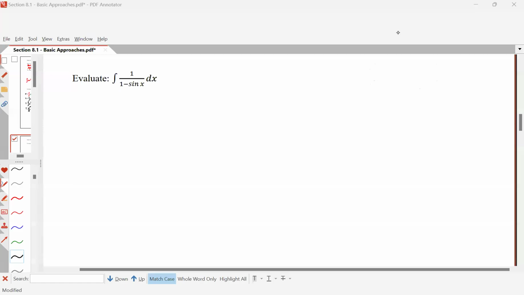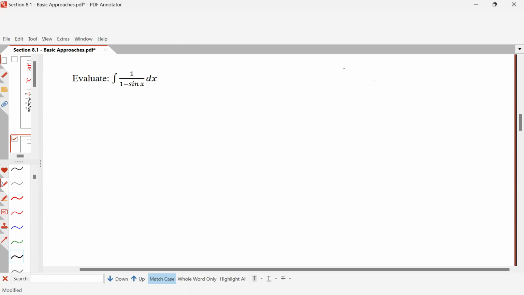Hello, in this video, we're going to take a look at the integral of 1 over 1 minus sine x dx. To accomplish this integral, we need some basic trig identities, but knowing how we can manipulate this 1 over 1 minus sine x to get to these trig identities.